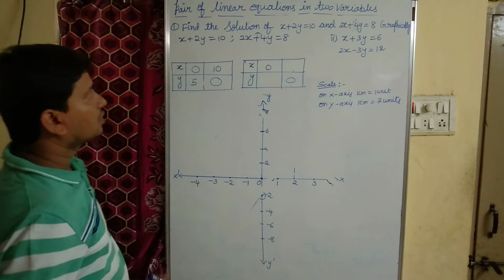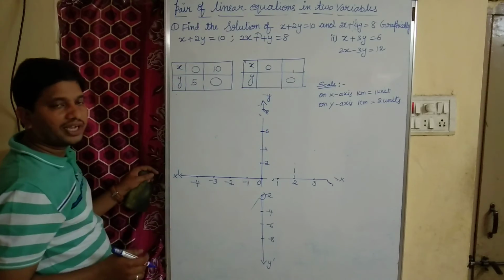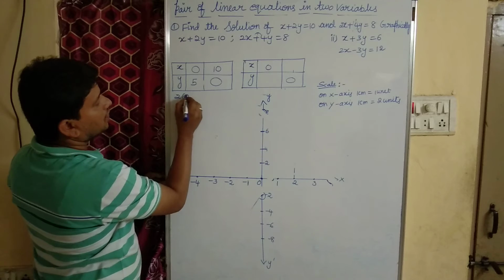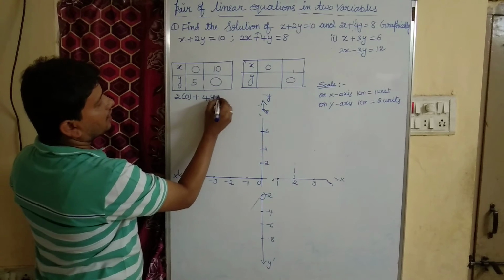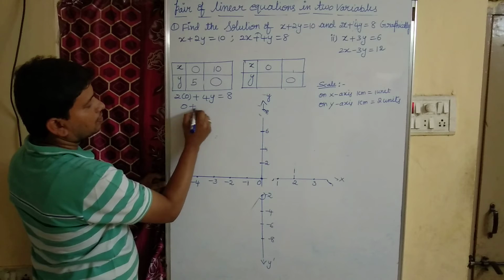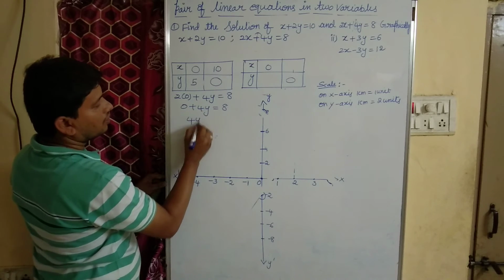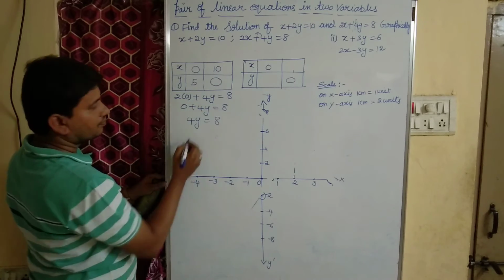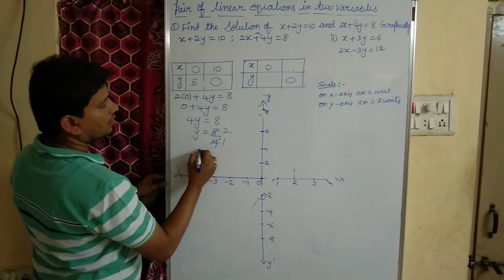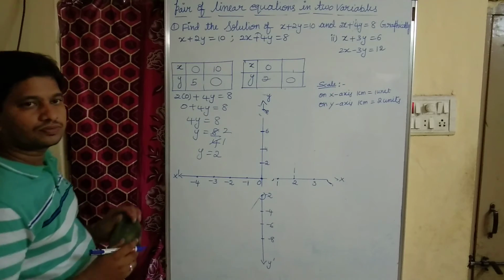Now coming to the second equation, 2x plus 4y equal to 8. Let us take x value 0. 2 into 0 plus 4y equal to 8. 2 into 0 is 0, plus 4y equal to 8. So y equal to 8 divided by 4. 4 twos are 8. So what is the value of y? Y value is 2. Right?